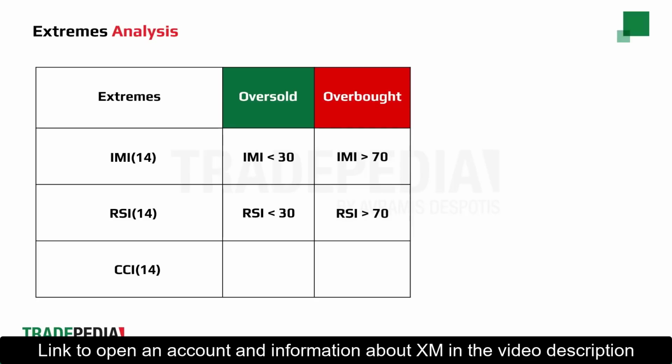The CCI is an unbanded oscillator, and therefore it will reflect an oversold condition if it is below -100 and an overbought condition if it is above +100.